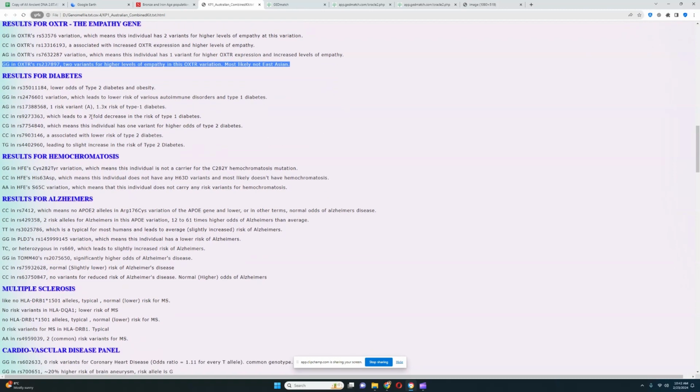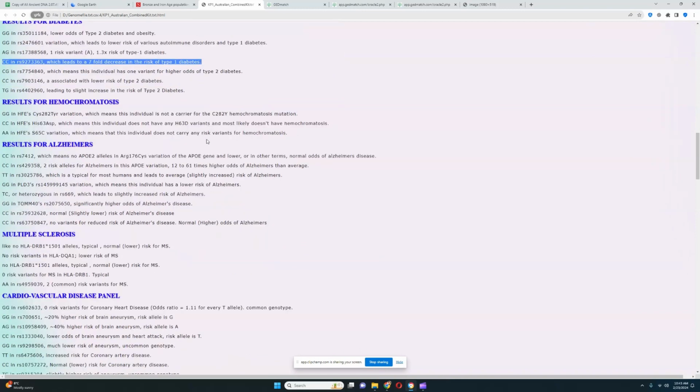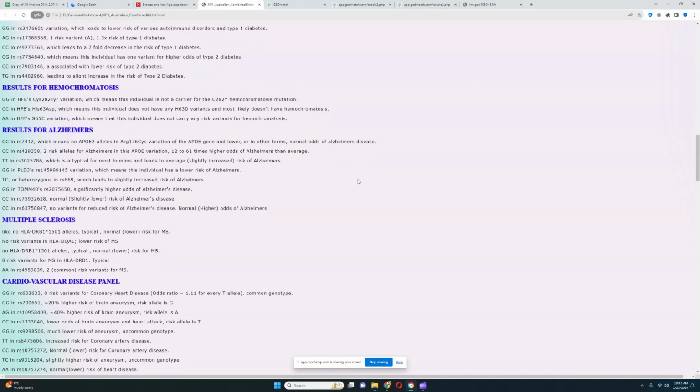For diabetes, it looks like he does not have type 1 diabetes, really good to see. For hemochromatosis, no risk variants for hemochromatosis. Well, nothing is surprising about that because hemochromatosis variants are really only found in Europeans or people close to Europe, and this is really far from Europe.